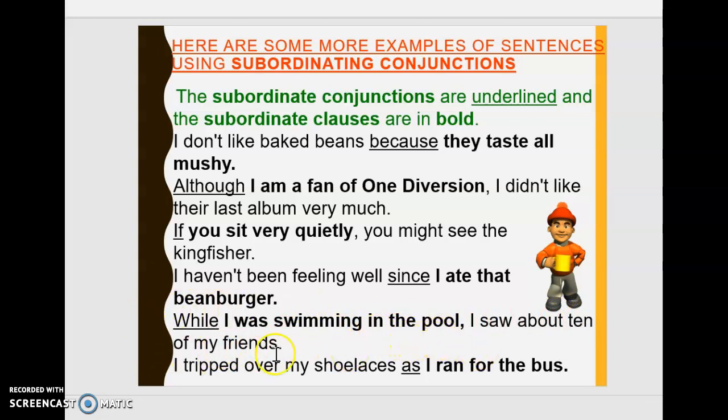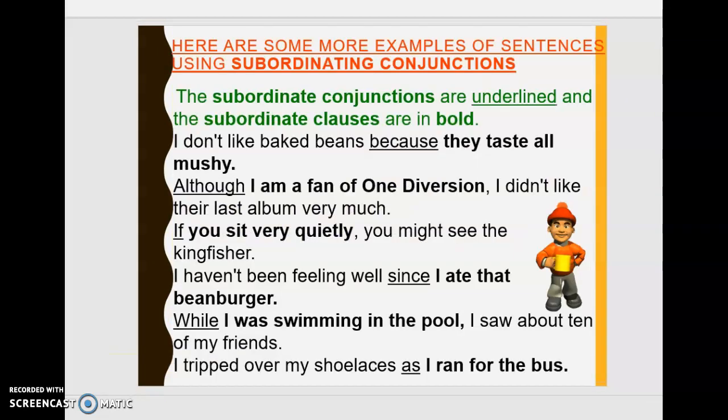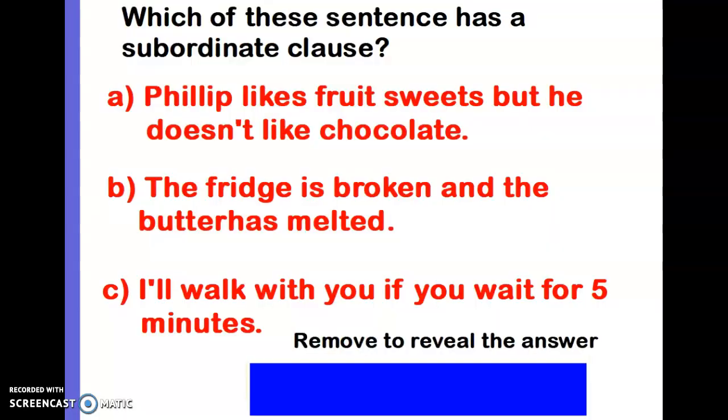So, this is how a sentence is completed. Did you understand? Well done. Now, okay, look at these three examples, children, and understand which one has a subordinate clause. Read the three sentences and let me know which has a subordinate clause.